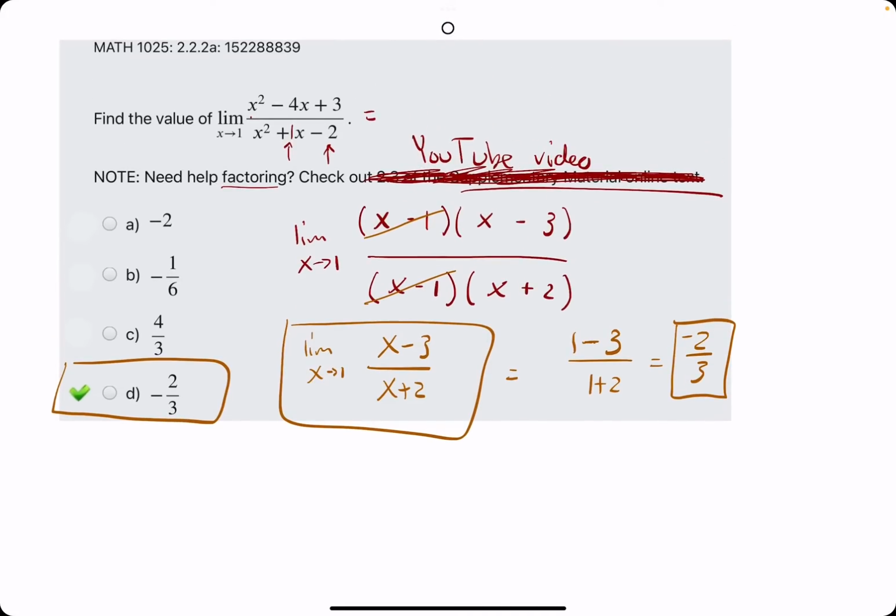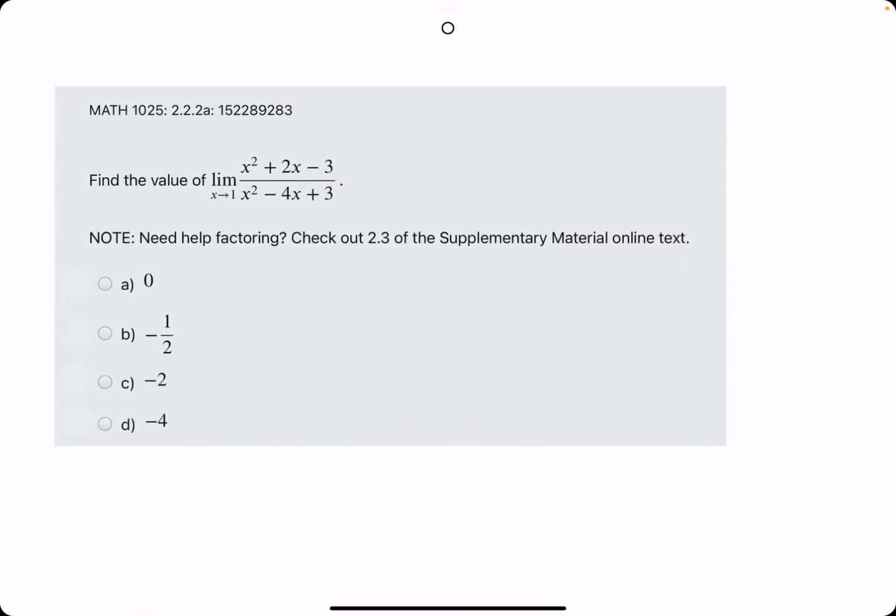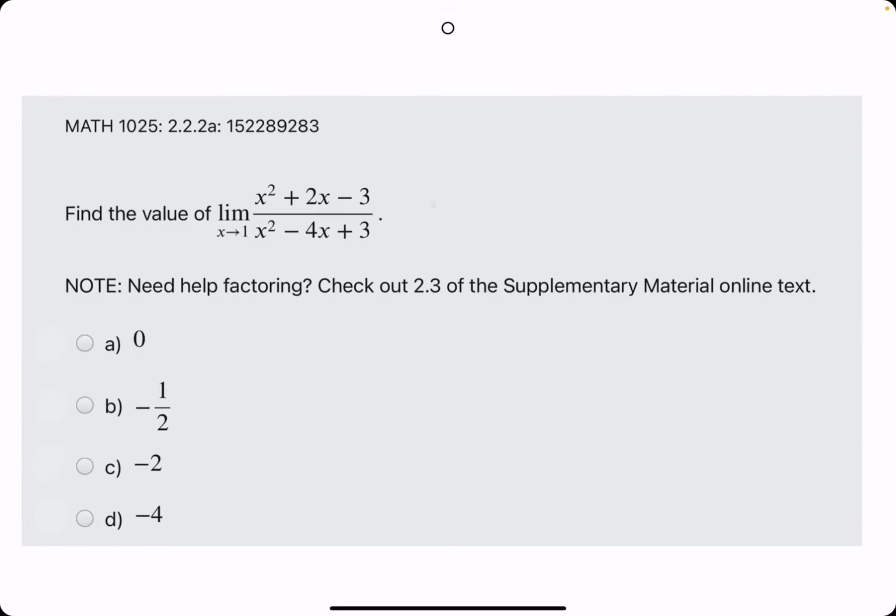If you have any questions, please let me know. We're going to go ahead and work out 2 more examples, so stay put. Again, same idea.